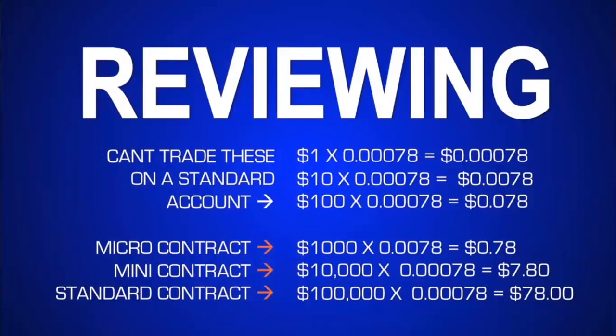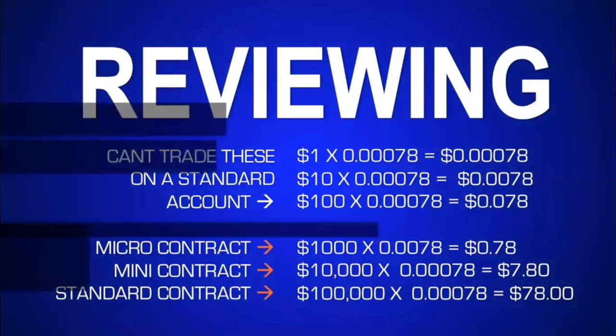On a mini contract, you can make $1 per pip. So in the event that you happen to go up 7 pips, it makes sense that you made $7. Now remember, on a standard lot, you can make $10 per pip. So it makes sense that when you've made 7 pips out of the market, if you take 7 times 10, you've now made $70.